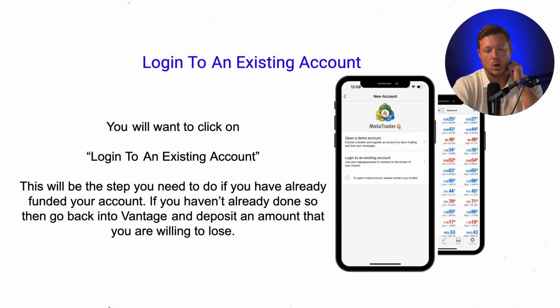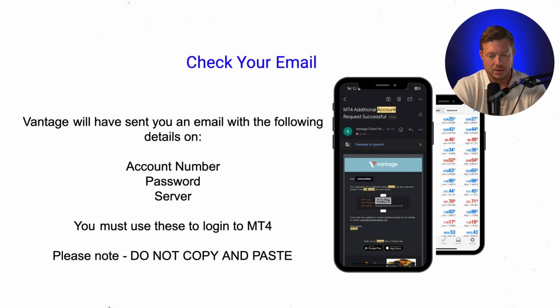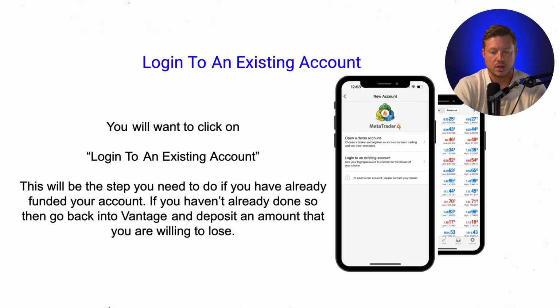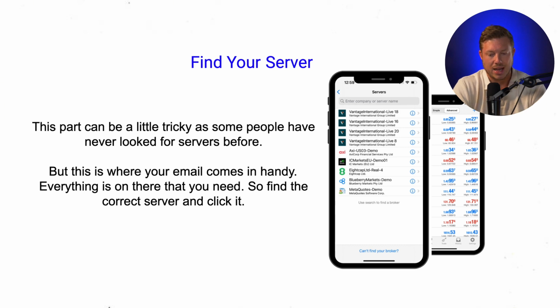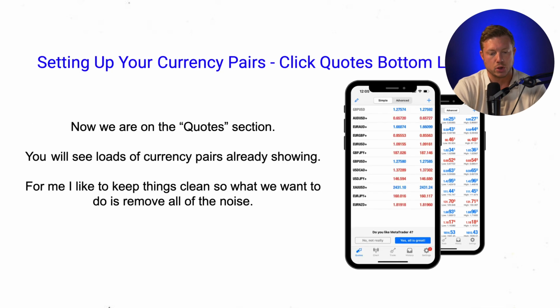So this is what it looks like once you click on log into an existing account. You're going to click the bottom option there that says log into an existing account, and then it'll bring you onto your server. You'll have been sent that in your email. You can see here at the bottom, it says MT4 server or MT5 server. All you're going to do is search for that in there, and once it comes up, you're going to put in the login and the password that you were sent. Again, please do not copy and paste. If you are going to copy and paste, make sure it comes from the notes. The next thing we're going to do is set up your currency pairs.